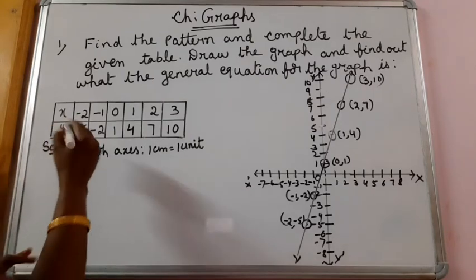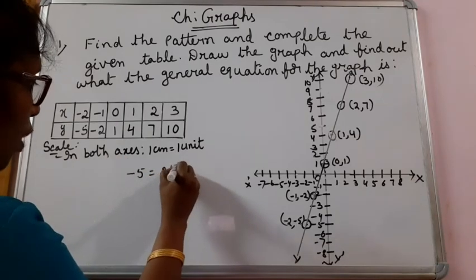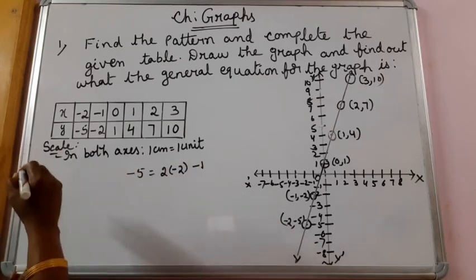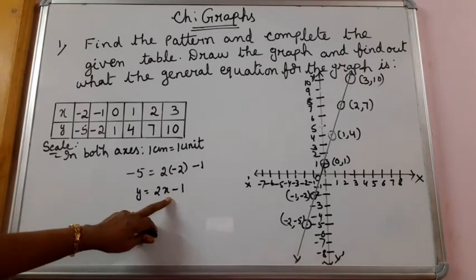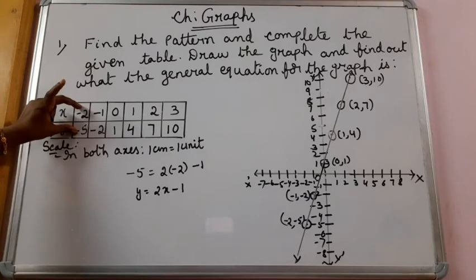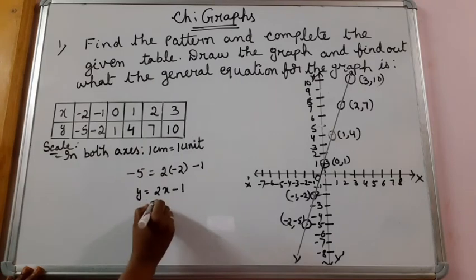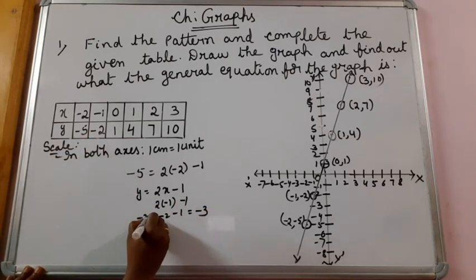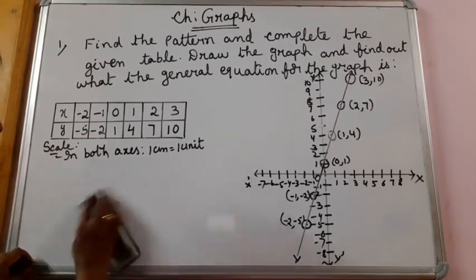Then let us see -5 again. In what way will we get -5? For -2, if we do 2 into -2, we get -4, and minus 1. -4 minus 1 will be -5. That means y equal to 2x minus 1. With the first point, the coordinates -2, -5 satisfy. Let us see whether the second point satisfies or not. 2 into -1, okay, -2 minus 1. -2 minus 1 will be -3. But here the y coordinate is -2. So it's not equal. So y cannot be equal to 2x minus 1 also.